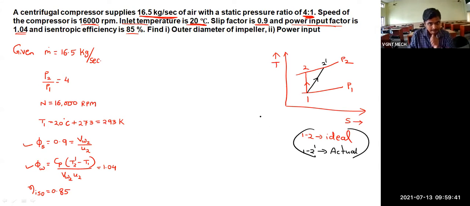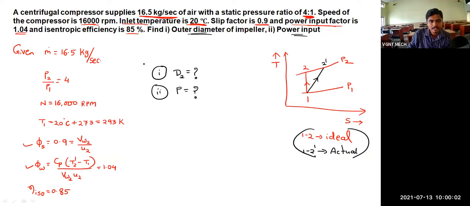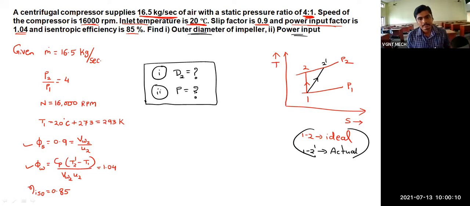Next, what we have to calculate? First point, we have to calculate outer diameter of the impeller. Outer diameter means D2. Then second point, we have to calculate power input to the compressor. What is the power input or work done by the compressor? These two things we have to calculate. Before coming to the findings, first what we will do, we will take out this N.